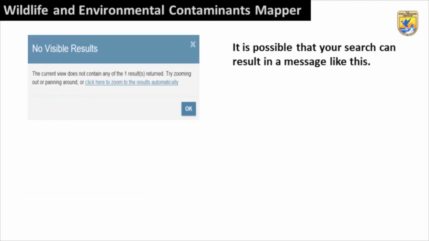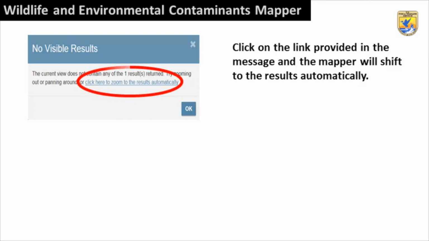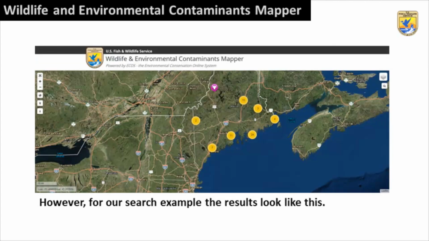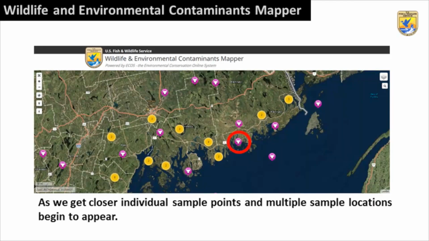It is possible that your search can result in a message like this. It just means that the results are not in your current mapper view. Click on the link provided in the message, and the mapper will shift to the results automatically. However, for our search example, the results look like this. Let's take a closer look at a sample cluster. As we get closer, individual sample points and multiple sample locations begin to appear.